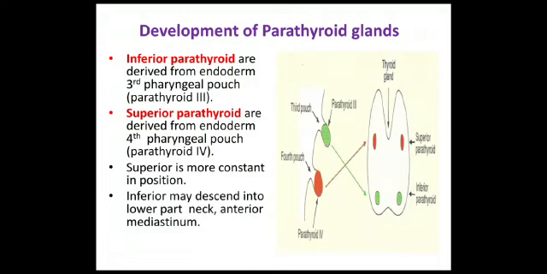So the superior parathyroid or parathyroid 4, which develops from the fourth pharyngeal pouch, is more constant as it develops in close proximity with the thyroid gland, while the inferior parathyroid, as it develops along with the thymus, is also called parathyroid 3. As the thymus position varies as it descends into the thorax, the position of the inferior parathyroid varies. The inferior may descend to the lower part of the neck, or it may also descend into the anterior mediastinum.